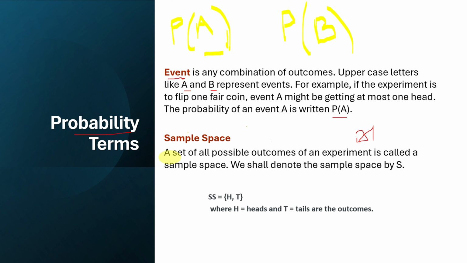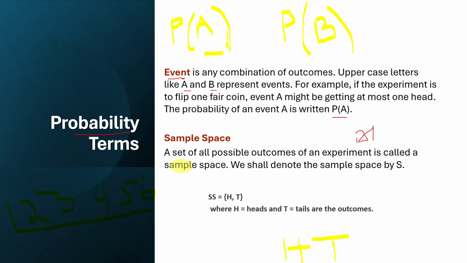Sample space. What is sample space? A set of all possible outcomes. So in a coin flip, how many outcomes can you have? You can have head and tail. In dice, for example, if you roll a die, you will have 1, 2, 3, 4, 5, 6. So you can have 6 outcomes. So your sample space in a die is 6. If you're having a deck of cards, it's 52.